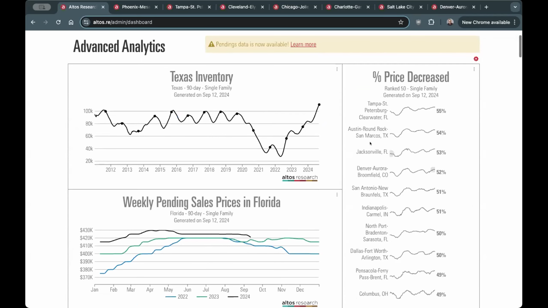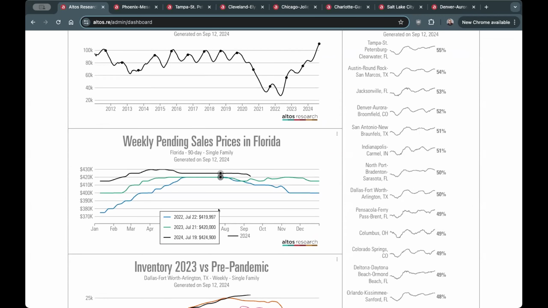So really, we're looking at the Texas markets now. And I've got Phoenix and Tampa. I've got a bunch of these open that we can dive into. A couple of the other charts I have open: I'm watching sales prices in Florida. If I look at this chart here for all of Florida, these are the weekly pending. So these are the homes that are going into contract each week.